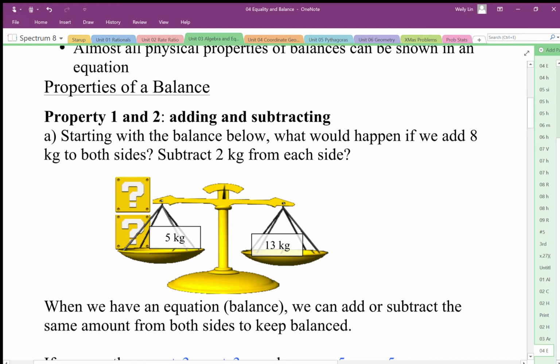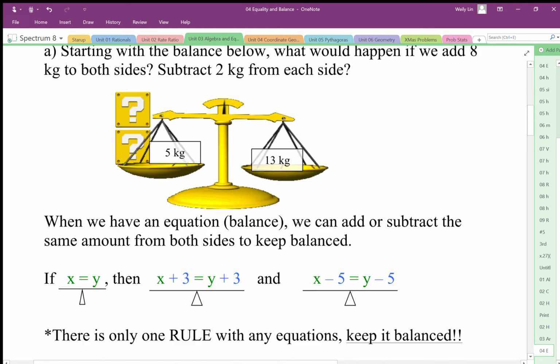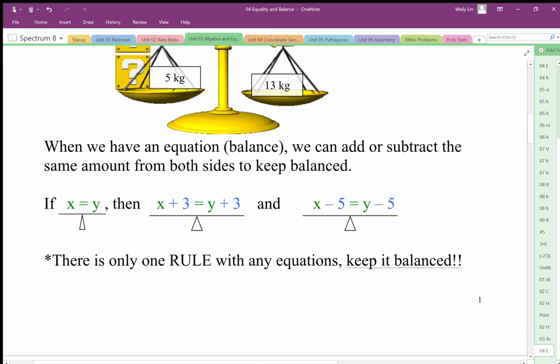I don't even need to know what I'm taking away. I can take away some unknown value a, but as long as I take away the same amount from this side, we know that this balance will stay balanced. So this is going to be property 1 and 2. When we add or subtract, the equation stays balanced.